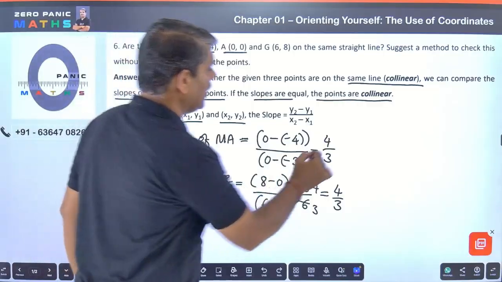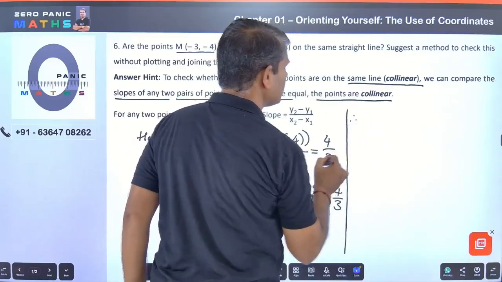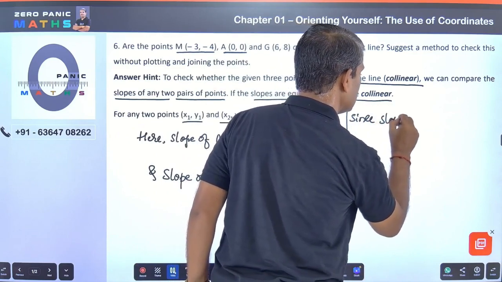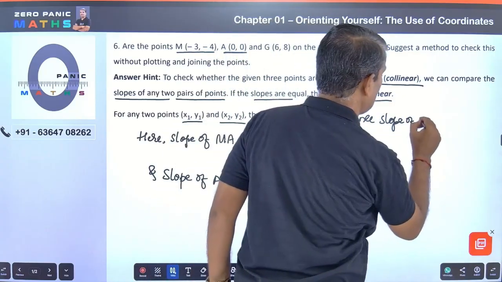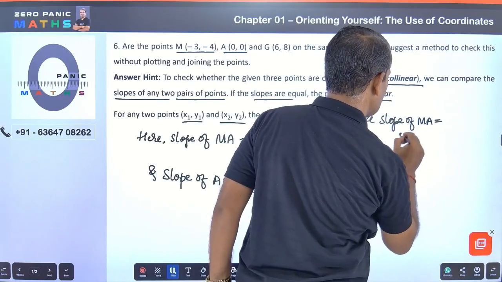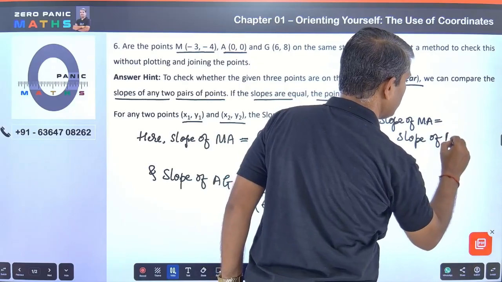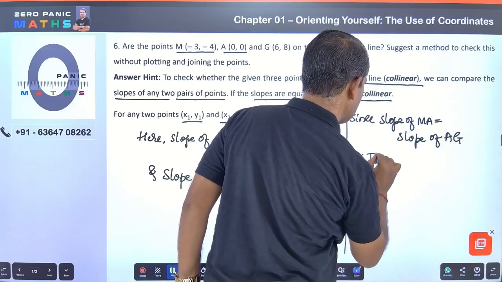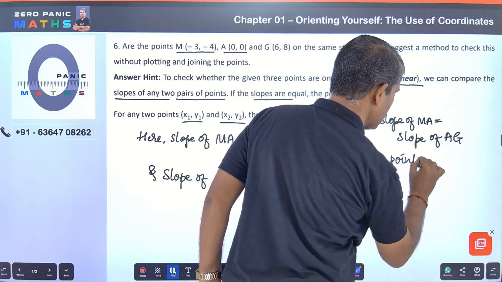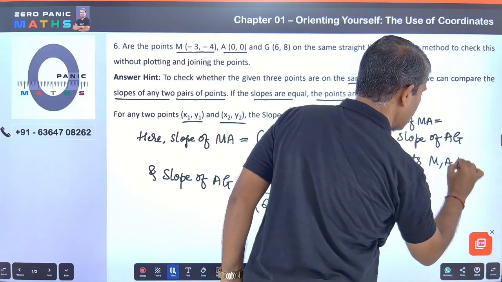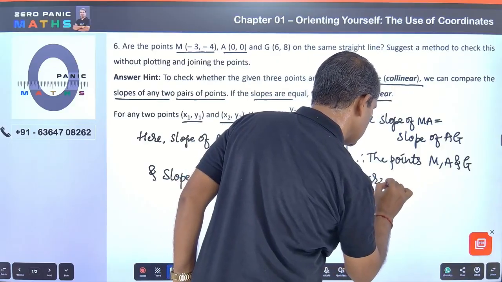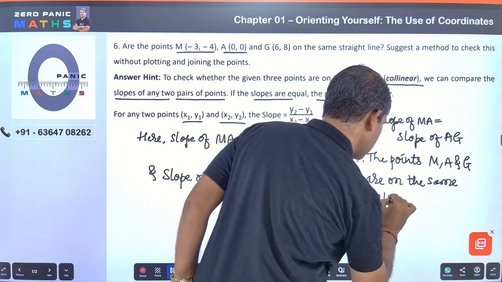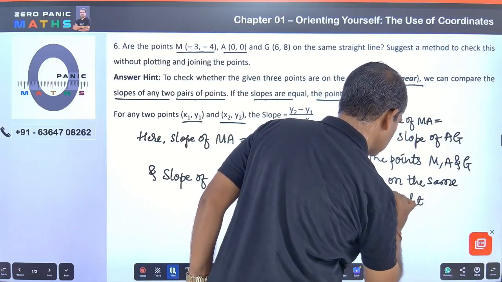Okay, so we can write it here. Therefore, or else you can write, since slope of MA is equal to slope of AG, therefore the points M, A and G are on the same straight line. You need to write this in detail.